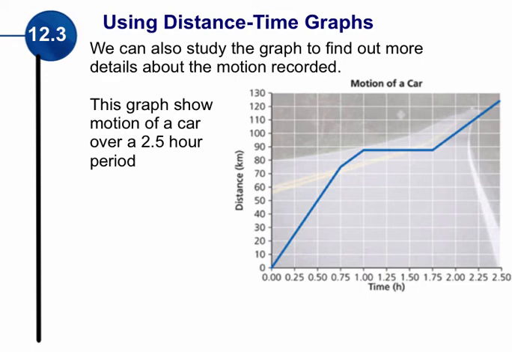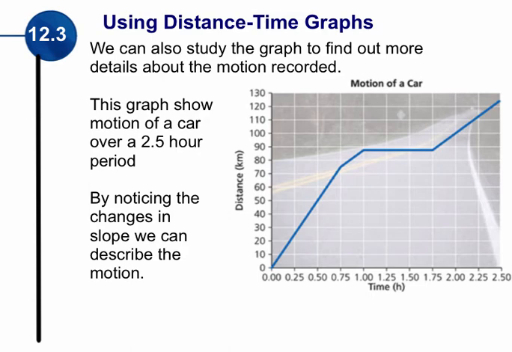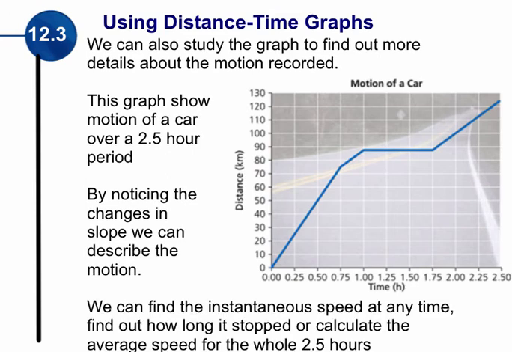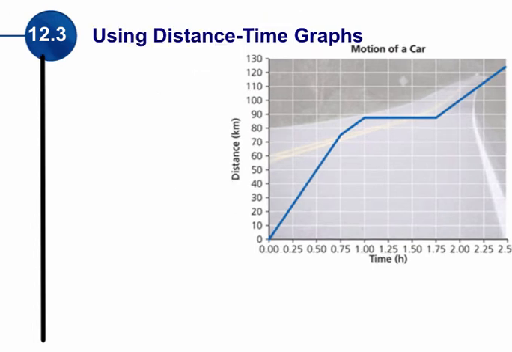This graph shows the motion of a car over a 2.5 hour period. And over that 2.5 hour time frame, we can study the slope, notice changes to describe the motion of this vehicle. We can really find the instantaneous speed at any point in time. We can find how long the car stopped or the average speed. There's a lot of information we can get from this picture. So let's use this picture and find some information.